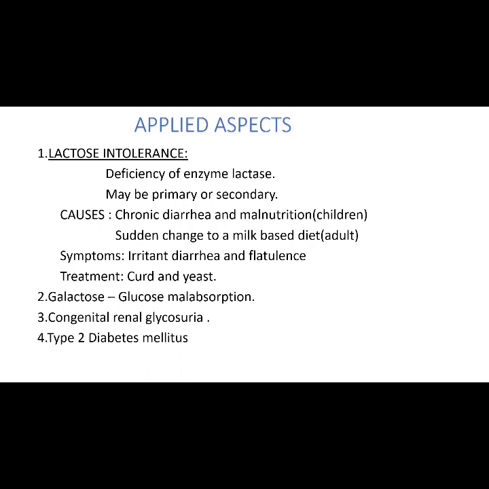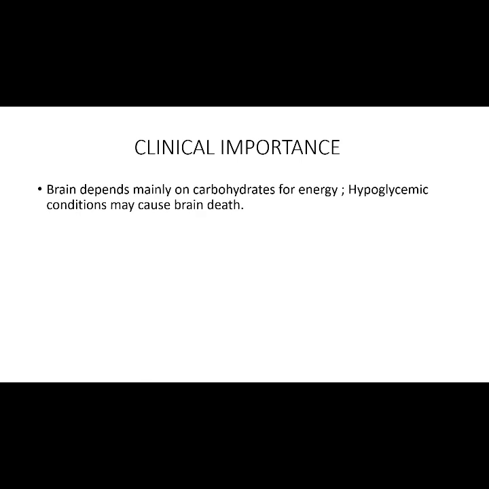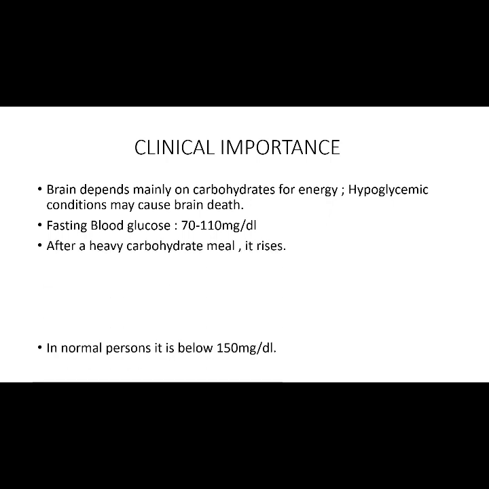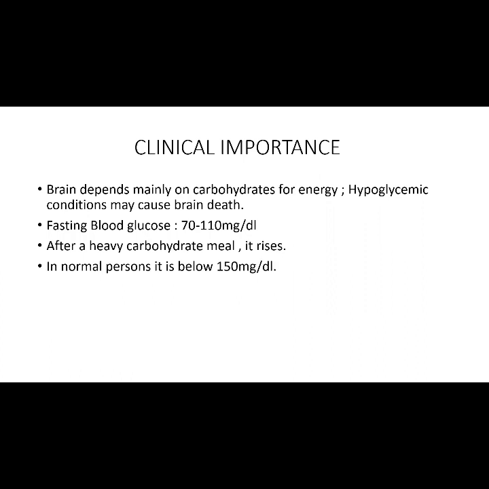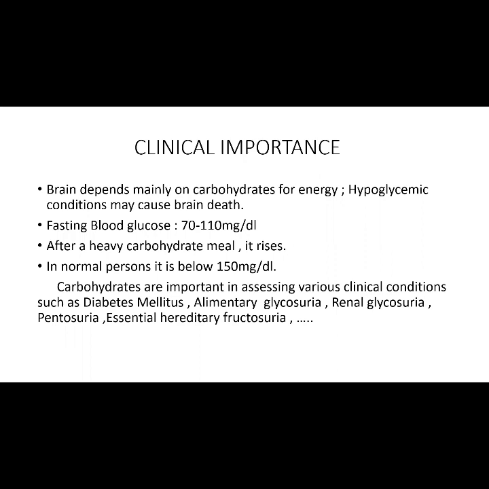We have some clinical importance too, that carbohydrates affect the blood glucose level. Carbohydrates are the main energy source for the brain. Hypoglycemic conditions may cause brain death. The normal value of fasting blood glucose is 70 to 110 milligram per deciliter. After a heavy carbohydrate meal it rises, but in normal persons it stays below 140 to 150 milligram per deciliter according to the American Diabetes Association. Carbohydrates are important in assessing various clinical conditions like diabetes mellitus, alimentary glycosuria, renal glycosuria, pentosuria, essential hereditary fructosuria, etc.